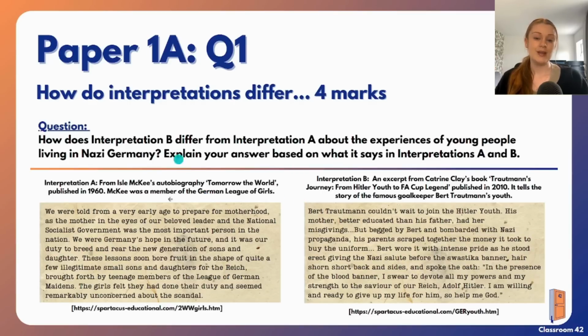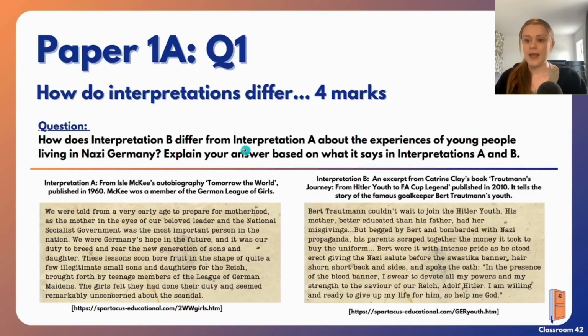So yeah, your interpretations for Paper 1A question 1 will always be 2 written interpretations. And the interpretations will always be from an author writing after the event or time period that you're looking at. So your sources, which you'll look at in other sections and other papers, will have been written or published at the time of the event happening, whereas your interpretations will have been published after the events happened.